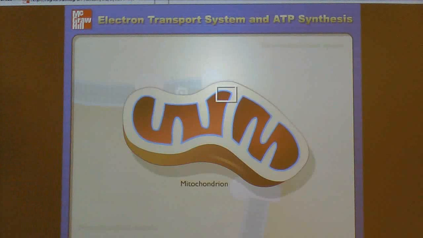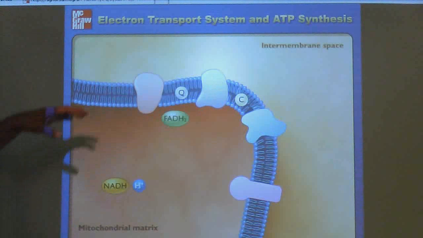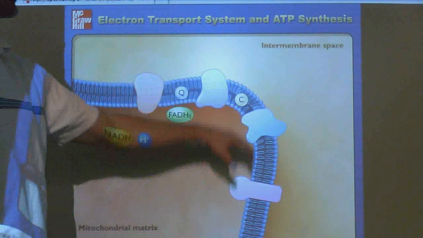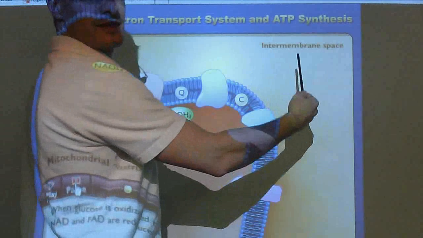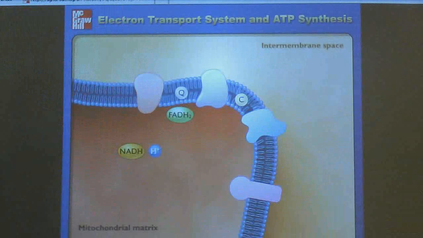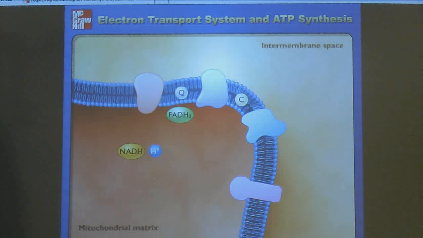Let me play this at a normal speed. Zoom into the mitochondria. We're looking at just the inner membrane. So we have the intermembrane space out here, that is the space between the inner and outer membrane. We have the mitochondrial matrix, again, that's where the Krebs cycle is taking place.